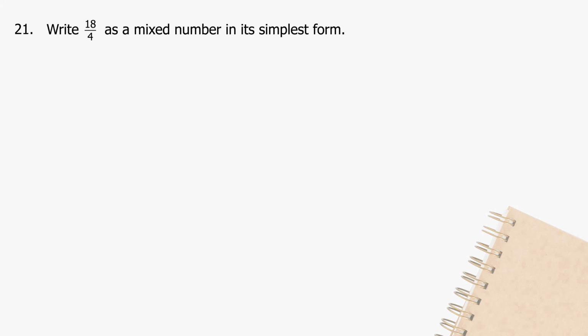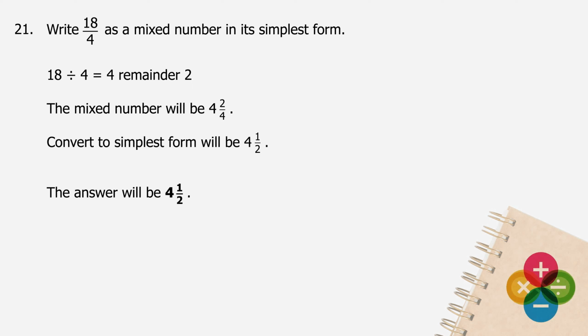Question 21. Write 18/4 as a mixed number in its simplest form. Convert 18/4 to a mixed number will be, divide 18 by 4, and the quotient is 4, remainder 2. The mixed number will be 4 and 2/4. Convert to simplest form will be 4 and a half. The answer will be 4 and a half.